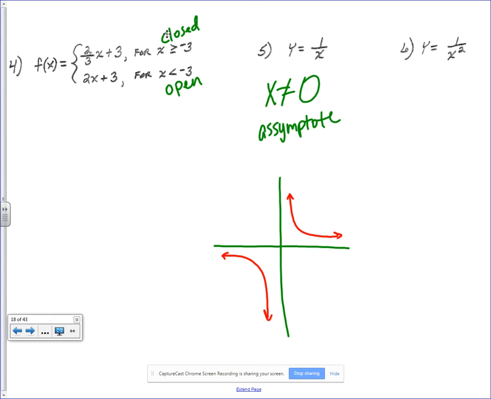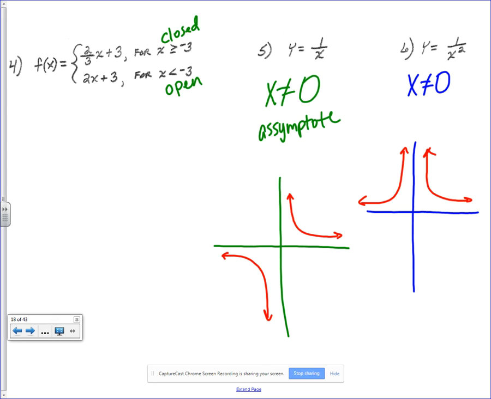And number 6, very similar. X cannot be 0, so that means there's going to be an asymptote there. When you graph this thing, pick some numbers, plug them in, make a table. Because this thing is squared, you're only going to get positive y values, so it should look something like that.